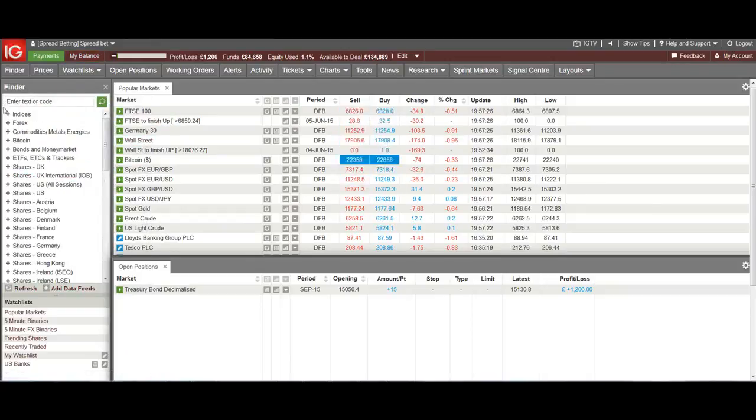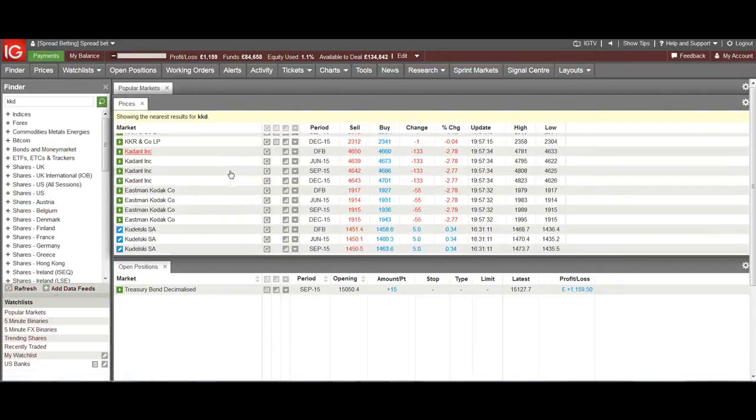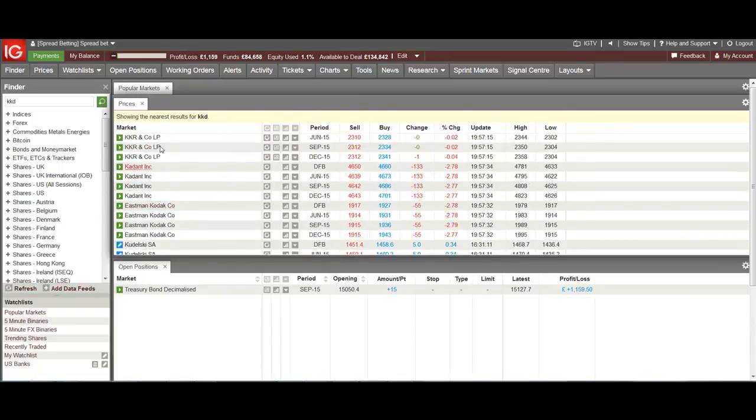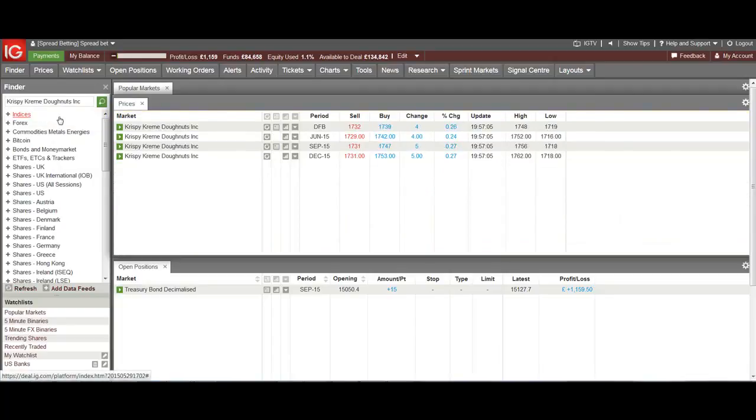All right, so here we've got the finder, and you can put anything in here. So say, for instance, a particular stock you're looking at, let's say Krispy Kreme donuts. You can put KKD in there, and it should come up. And if it doesn't, you can always just start putting in a few of the letters. So if we just go Krispy Kreme donuts, there you go, and there you can see the stock.